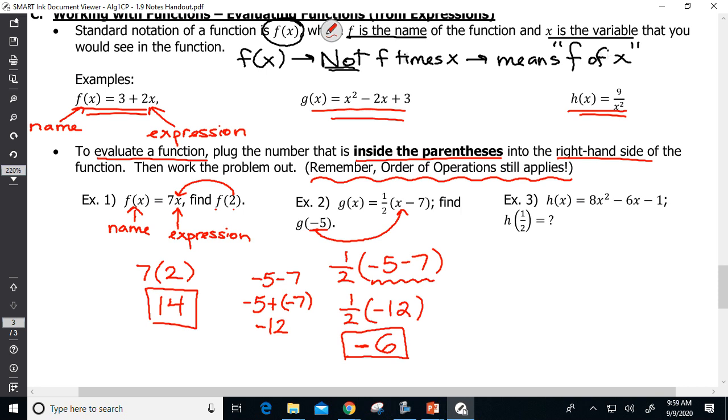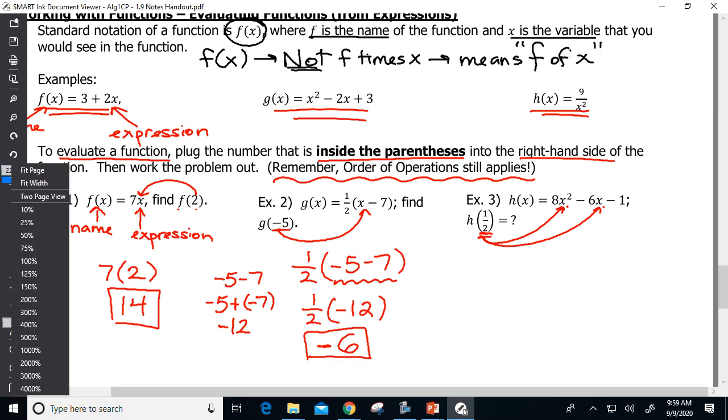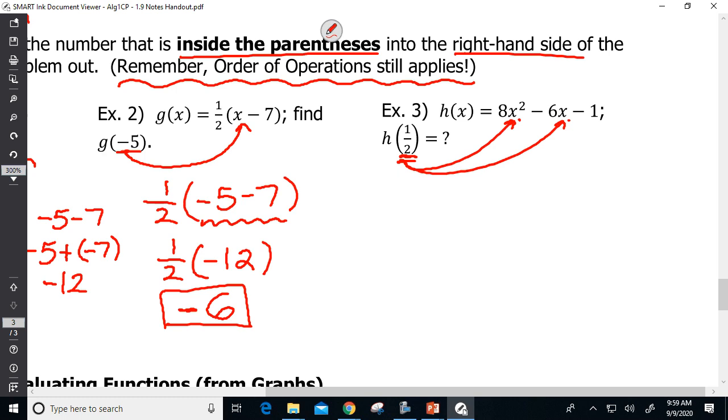Alright, example 3. So you have h of x equals 8x squared minus 6x minus 1. Find h of 1/2. There's 2 x's. So that means you need to plug in 1/2 twice. Load this up a little bit so I can have some more space. So that's 8 times 1/2 squared minus 6 times 1/2 minus 1.